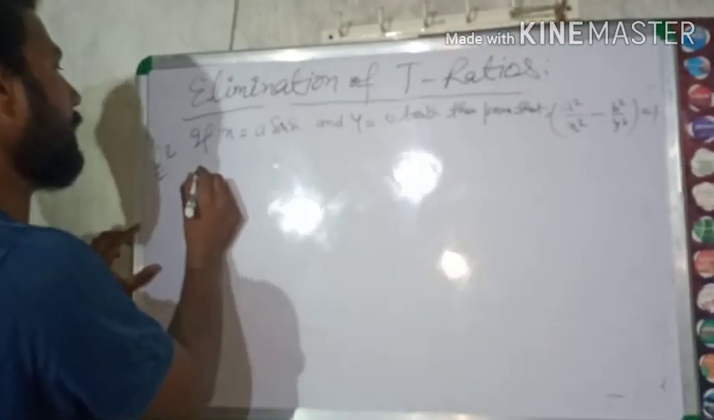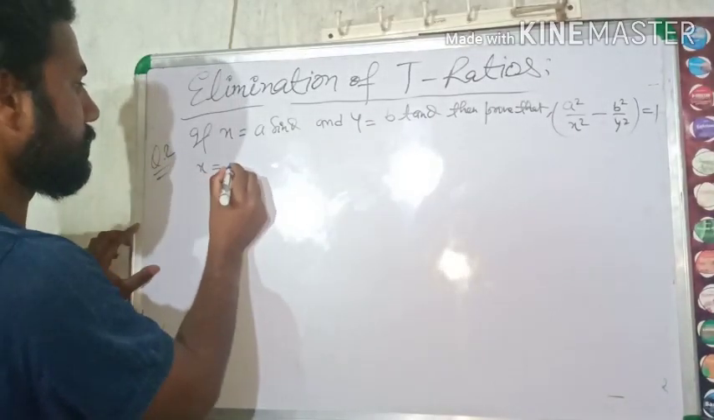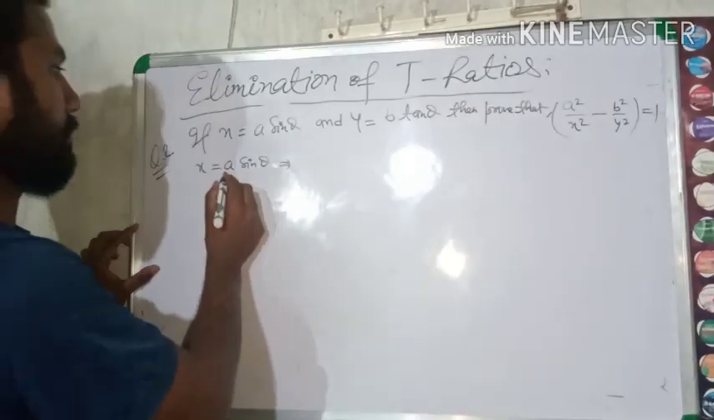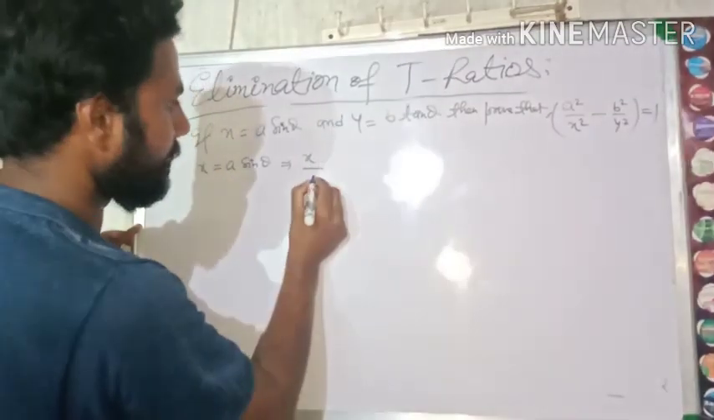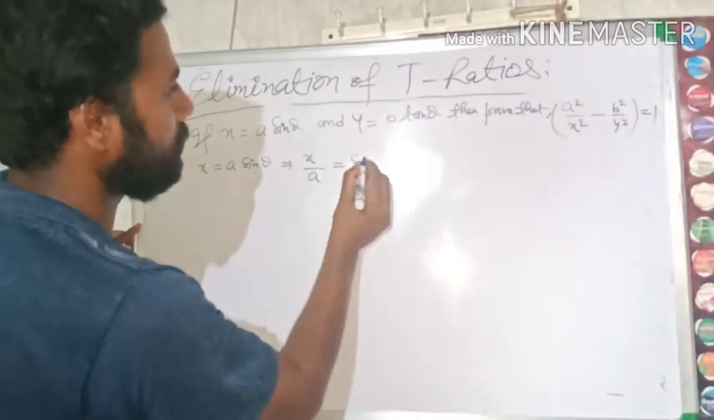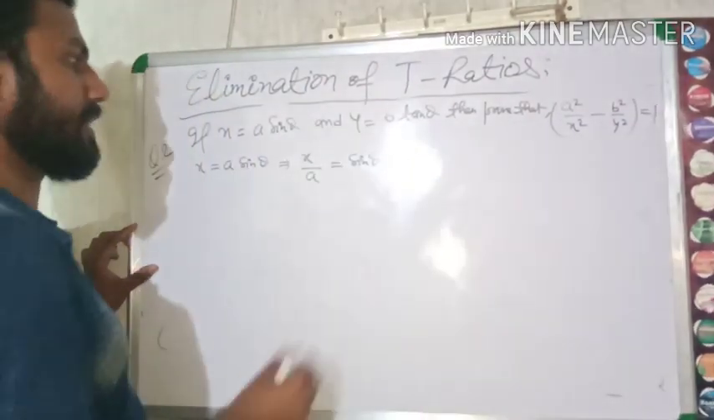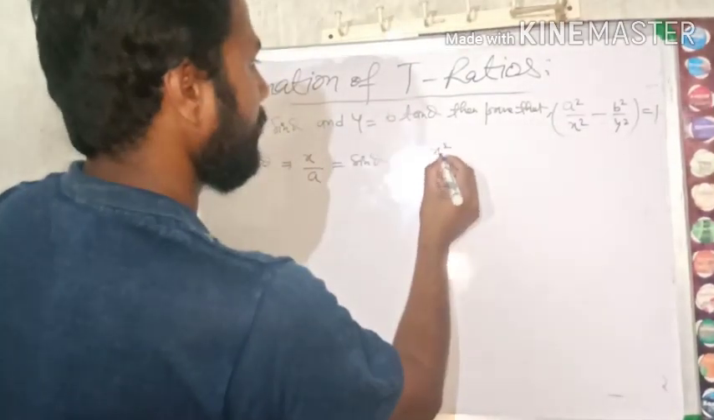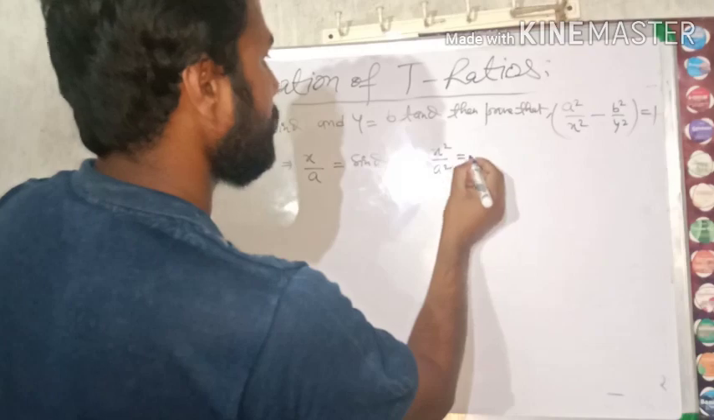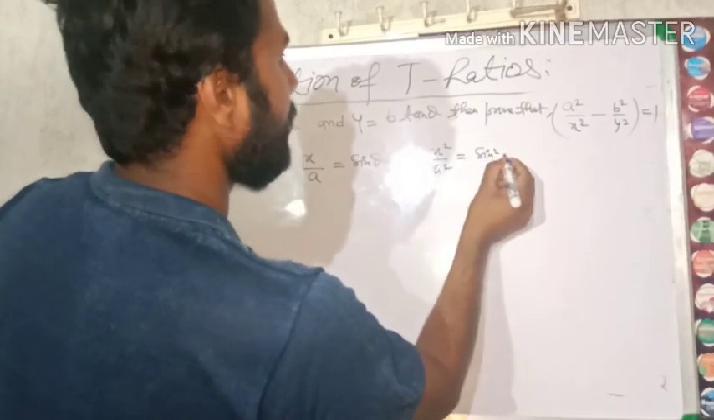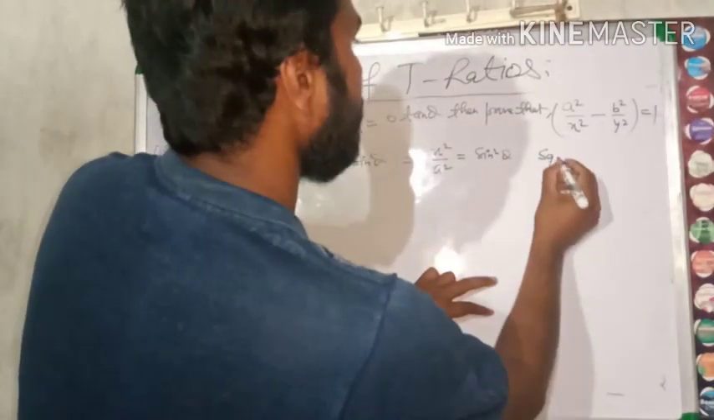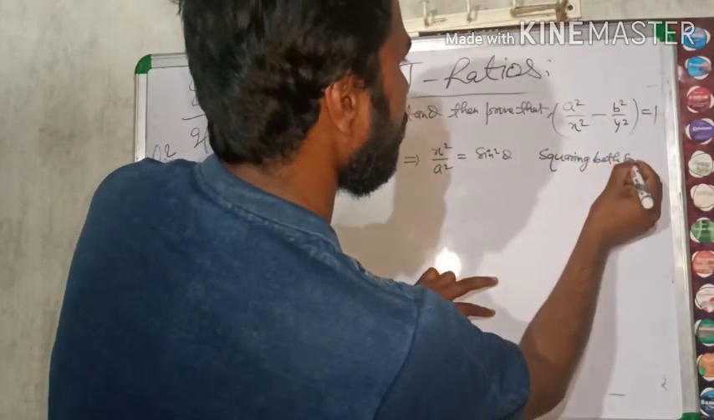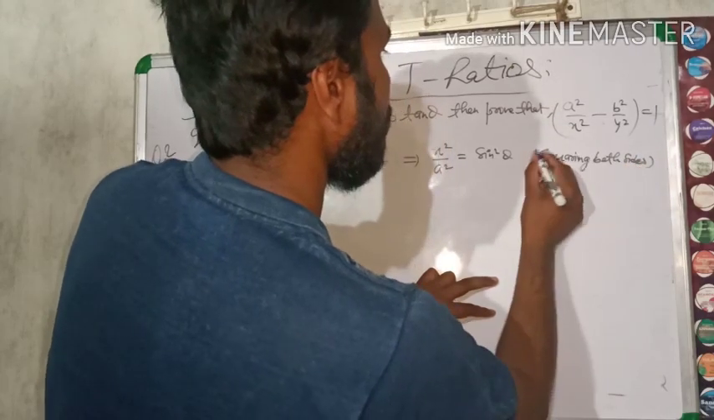Firstly, given that x is equal to a sin theta, implies that x by a is equal to sin theta. Squaring both sides, implies that x square by a square is equal to sin square theta. Equation first.